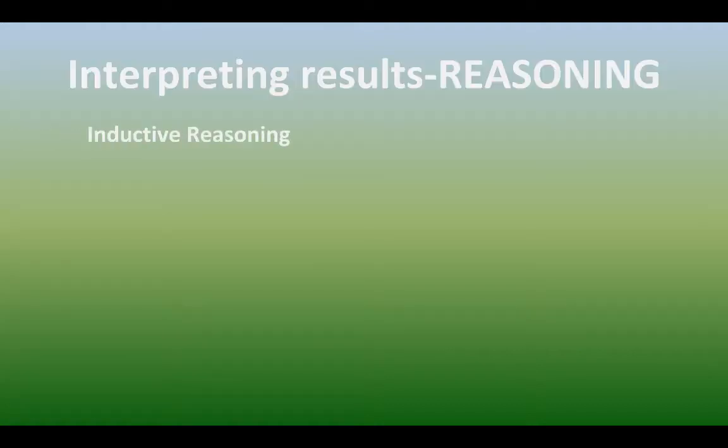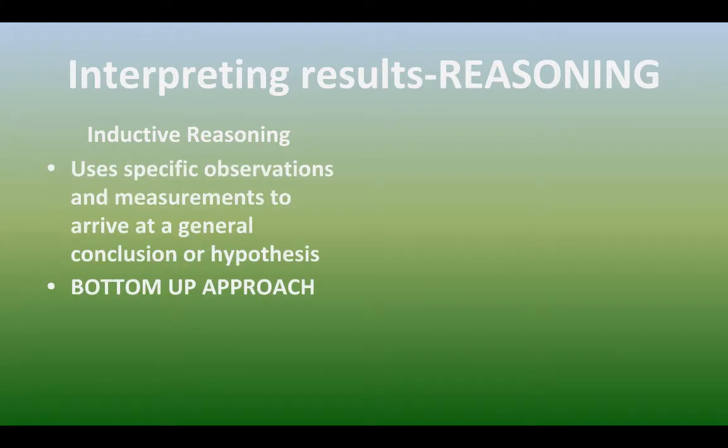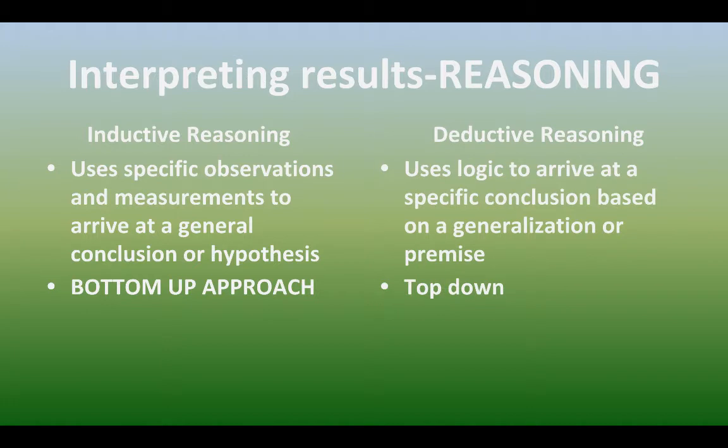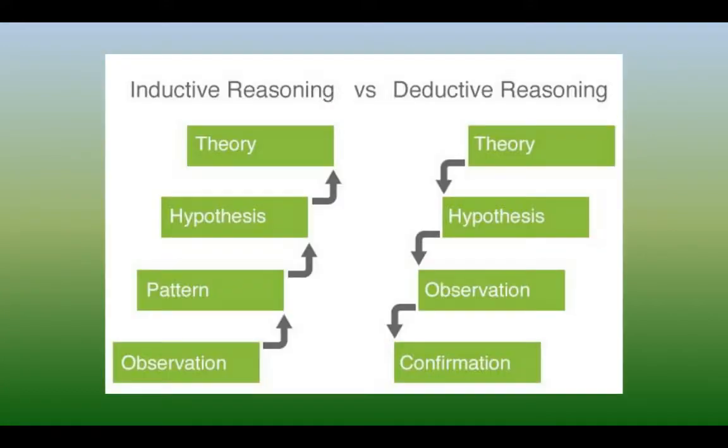There are two types of reasoning when we are interpreting our results. There's the inductive. It's these specific measurements that lead us to our hypothesis, and it's a bottom-up approach, whereas with deductive reasoning, we're using logic. First, we're getting a conclusion based on a generalization or a premise, or what we understand, and it's top-down. Here are the two. With inductive reasoning, you're starting with an observation and working your way up, testing your hypothesis and maybe developing a theory, whereas with the deductive, you're starting with a theory, and are you going to confirm it or not? That's the question.